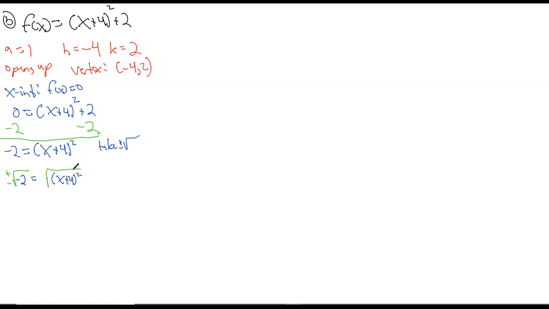The square roots and the squares on the right will cancel. The square root of negative 2, we don't know the square root of 2, but we know that anytime we have a square root of a negative, we, and it sounds gross, pull out an i. So this is plus or minus i times the square root of 2. That equals x plus 4.